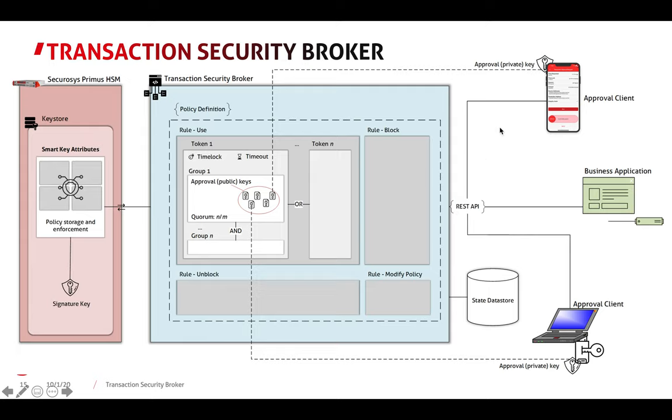It exposes the smart key attributes capabilities via REST API. It stores its internal state in an externally connected data store. That is the state of the approvals and requests and the workflow and even the results. And then the REST API makes it possible for any client, regardless of the language that they use, to connect.